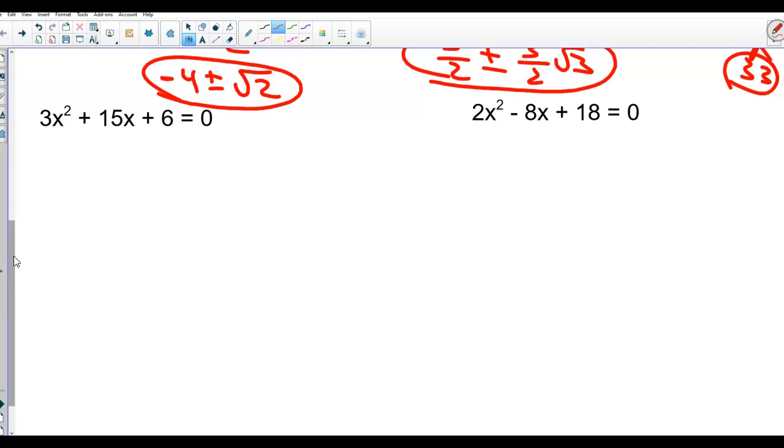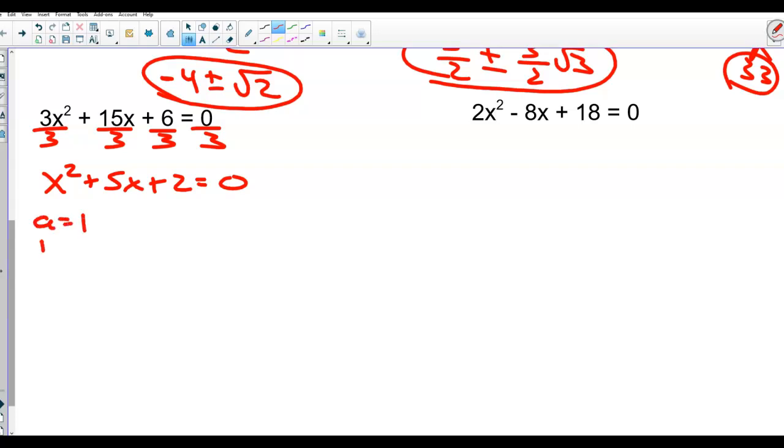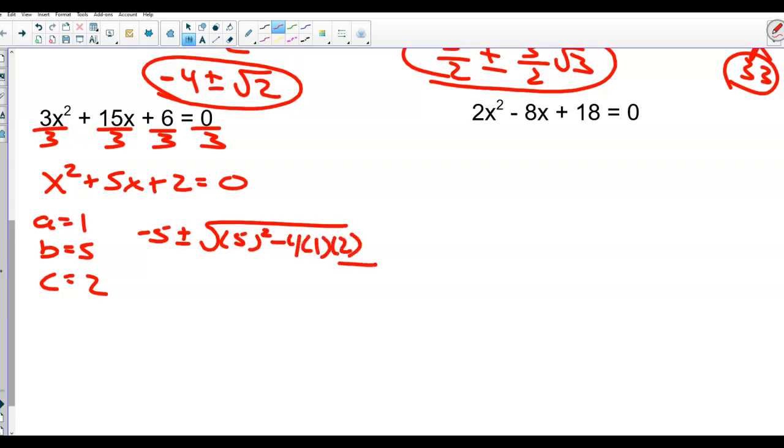Now the next two, my advice is this. You can go right to the quadratic formula if you want. If you can reduce or take a GCF out, that would be my advice, because it will make your numbers much smaller and much easier to work with. Now instead of A being 3, B being 15, and C being 6, my A is 1, my B is 5, and my C is 2. So negative 5 plus or minus 5 squared minus 4 times 1 times 2 over 2 times 1. I would argue that's a much more manageable problem.